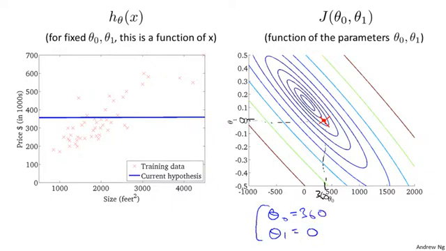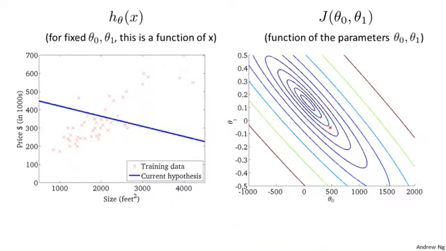And this pair of parameters corresponds to that hypothesis, which corresponds to a flat line, right? This is h of x equals 360 plus 0 times x. So that's my hypothesis. And this hypothesis, again, has some cost, and that cost is plotted as the height of the J function at that point. Let's look at just a couple of examples.